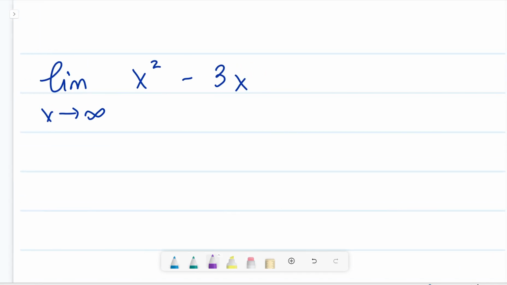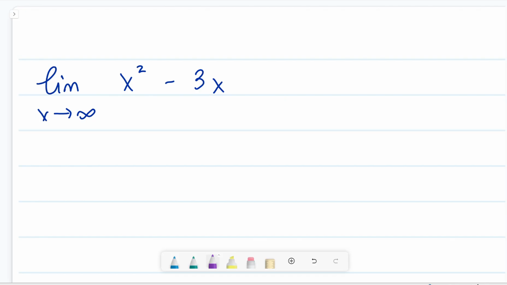So, if we have the limit of x squared minus 3x as x approaches infinity, what we do first of all, we always do this, we try to plug in to see what we get. If we plug in infinity, we will get infinity squared minus 3 infinity. Again, infinity squared is infinity, and 3 times infinity is also infinity. So this is infinity minus infinity.